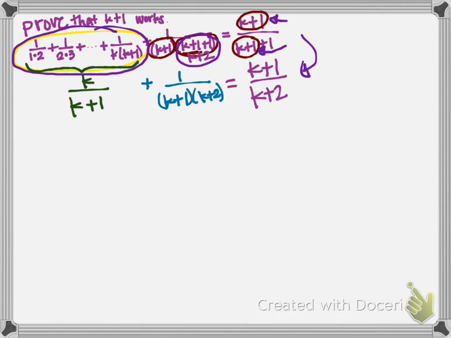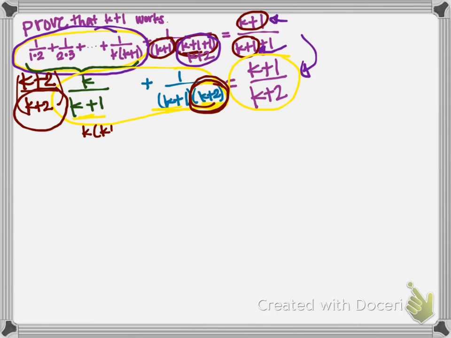So now all I'm trying to do is really just get this side here to look exactly like this side here. So the first thing that I notice is that I'm adding fractions, and because I'm adding fractions, I need a common denominator. This is the same as this, so I need to multiply by k plus 2 to get that piece. So I multiply by k plus 2. And then once I have that, my new denominator is k plus 1 times k plus 2. And then I have this piece here, k times k plus 2.